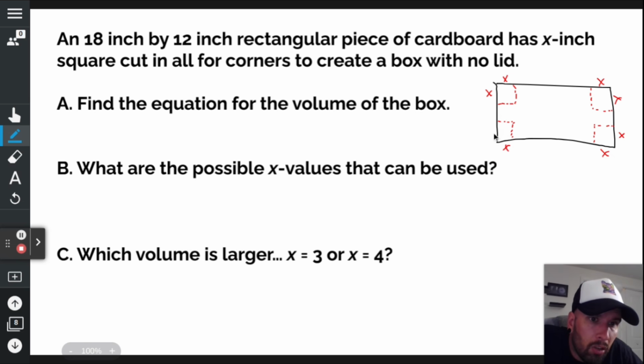In calculus, this is called optimization. Now, we're not going to do as much as you would see in calculus, but you will see a problem like this in calculus.